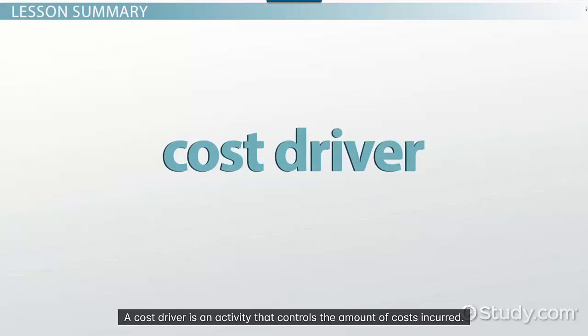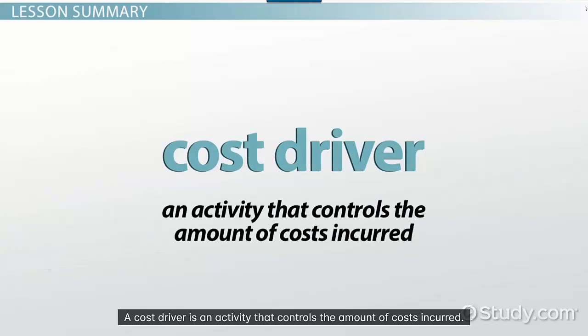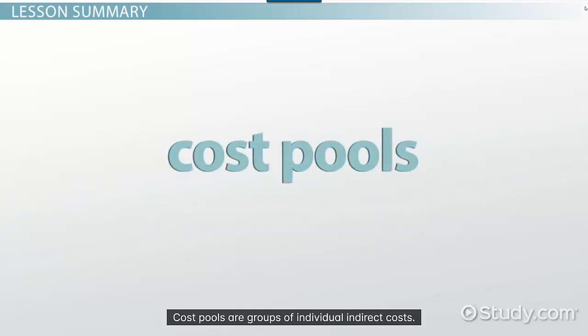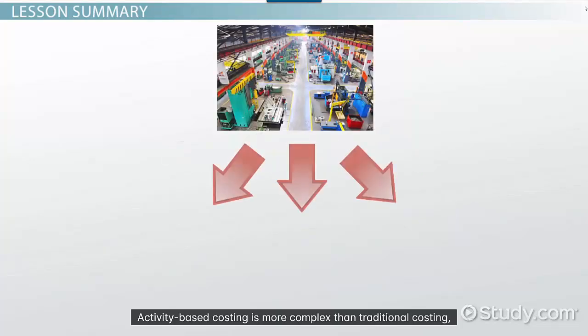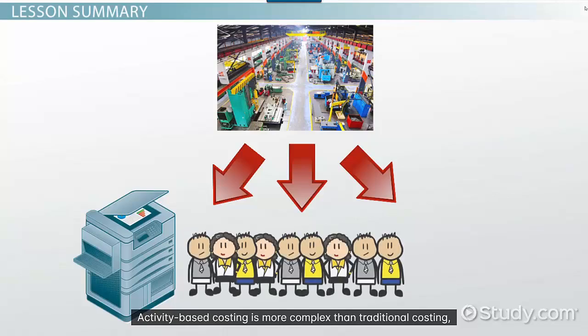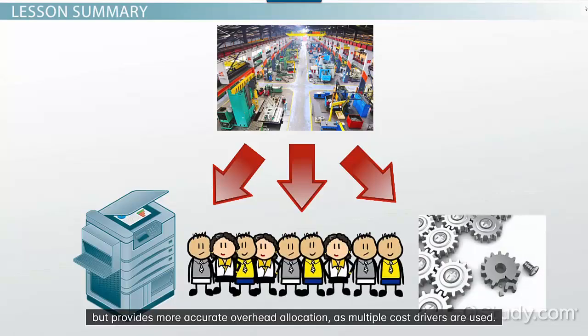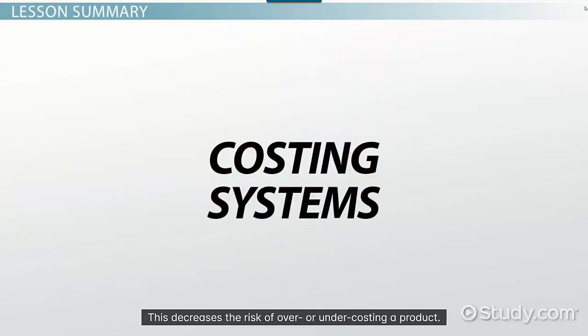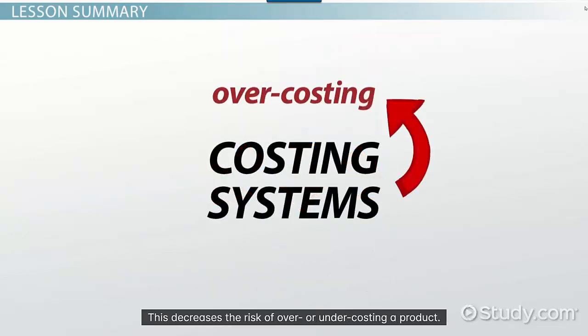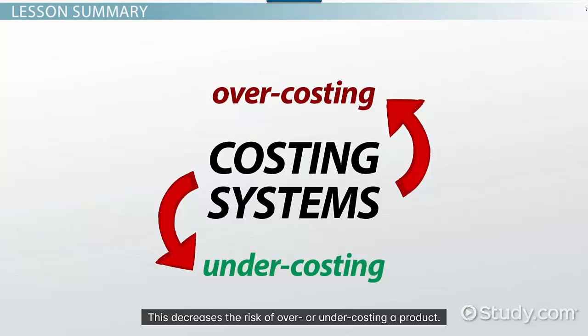A cost driver is an activity that controls the amount of costs incurred. Cost pools are groups of individual indirect costs. Activity-based costing is more complex than traditional costing, but provides more accurate overhead allocation as multiple cost drivers are used. This decreases the risk of over or under costing a product.